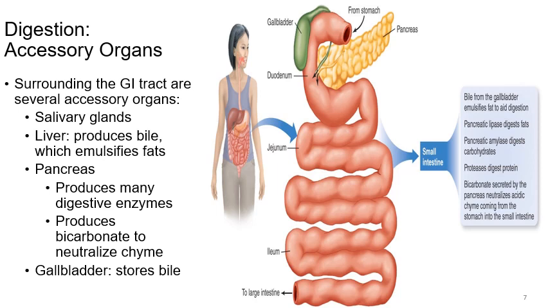Digestion. Surrounding the gastrointestinal tract, the GI tract, are several accessory organs, like the salivary glands, which you know is from the mouth. And the liver produces bile, which emulsifies fat. So bile is produced in the liver, and bile breaks down fat. The pancreas produces many digestive enzymes, and it produces bicarbonate to neutralize chyme, and the gallbladder stores bile. So you need to know this: bile is produced in the liver and stored in the gallbladder.